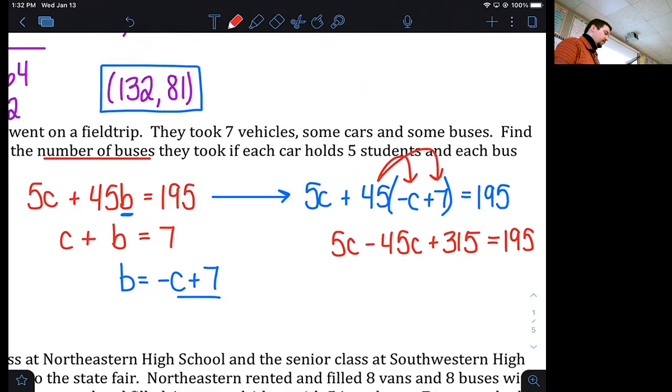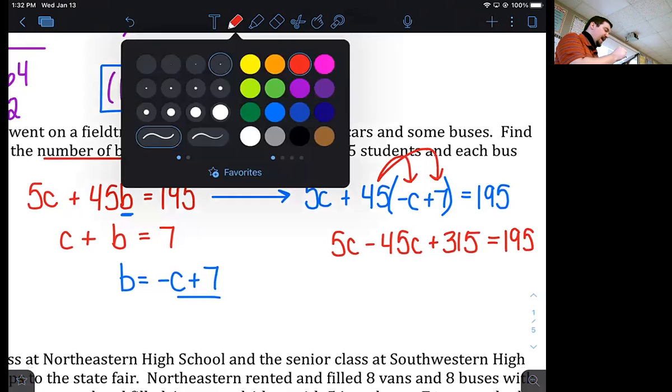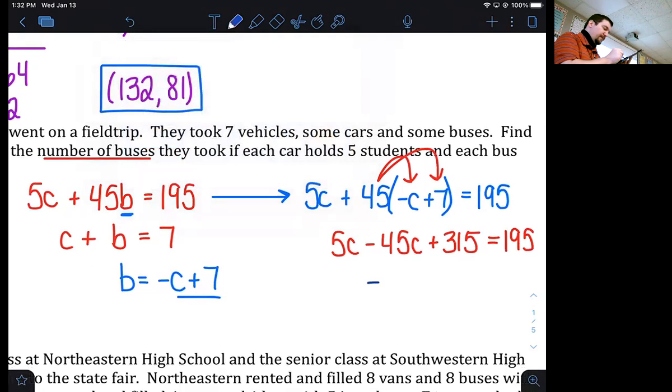Okay. Combine your like terms. The 5 and the negative 45 will give you negative 40C.